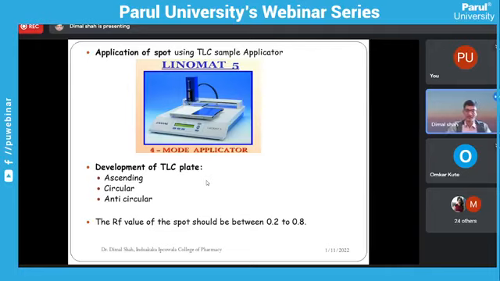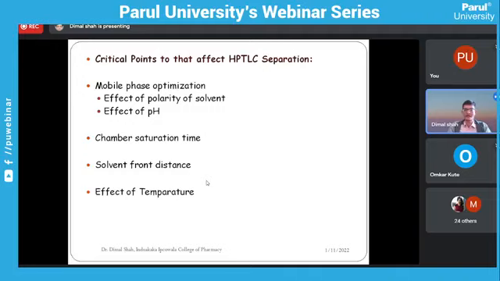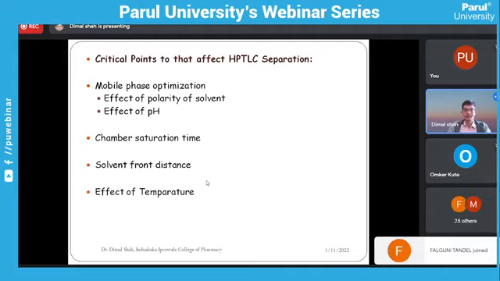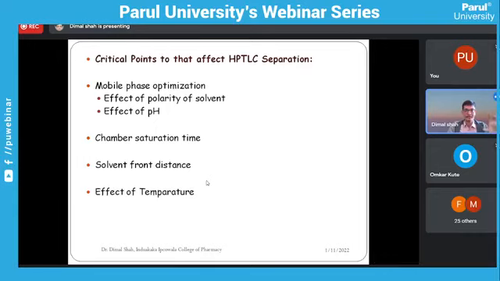From this discussion, we identify that the critical point for HPTLC separation is your mobile phase optimization, where polarity of a solvent is a critical factor, and the pH. Okay, what pH are you maintaining for the mobile phase? Second is chamber saturation time. If you are not providing sufficient time, your separation will be poor. Solvent front distance: up to what height your mobile phase solvent is moving. Suppose I am having a 10 centimeter plate, and if I am allowing my solvent to run up to 8 centimeter, I am getting 8 centimeter length for the development.